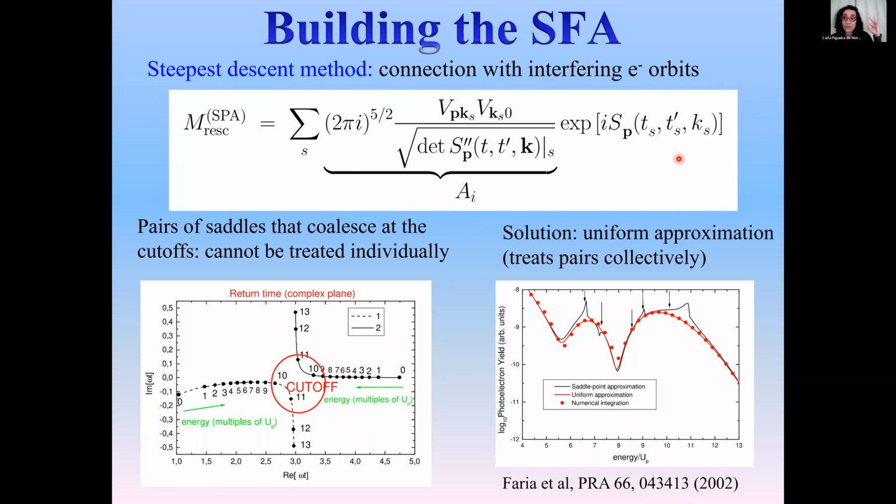But what you are going to have is pairs of orbits that are going to coalesce at that energy, which we call the cutoff. And there are several cutoffs. The one I showed you is just the most external one. There are several minima and maxima for the energy; we are interested here in the maxima.